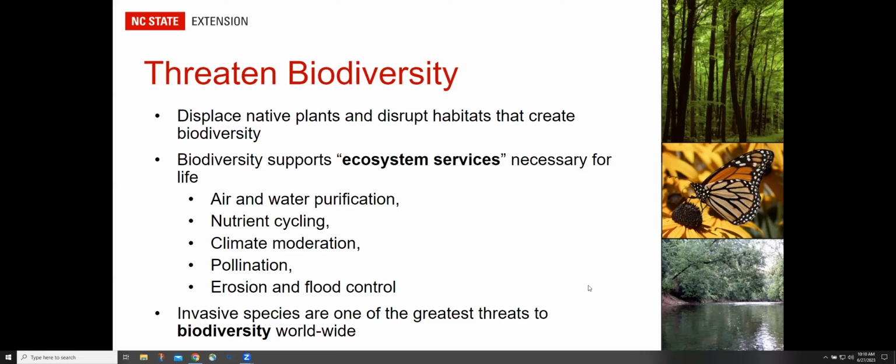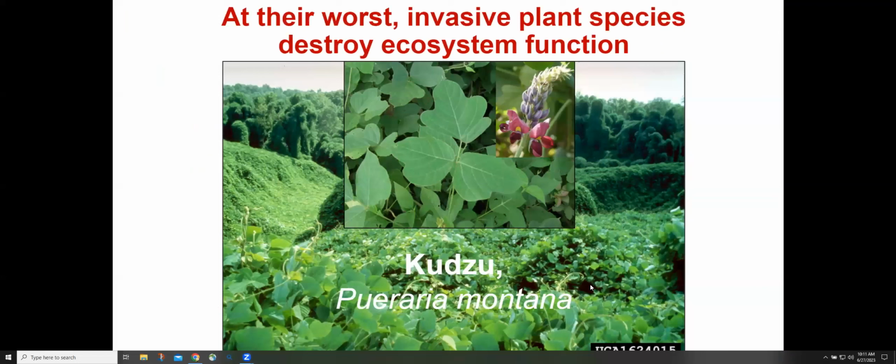Most of the focus is on prevention of introducing new things. Once something's here and widespread, just because of the limited resources there are for doing a lot of this type of preventative work and control work, if it's here and widespread, there aren't a lot of resources going to try to control it. Those focus more on stopping the introduction of new things. So I think the classic example, as already mentioned, is kudzu. When at their worst, the invasive plants can just destroy ecosystem function.